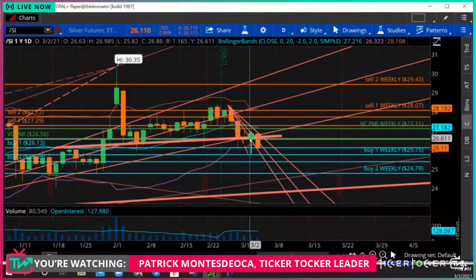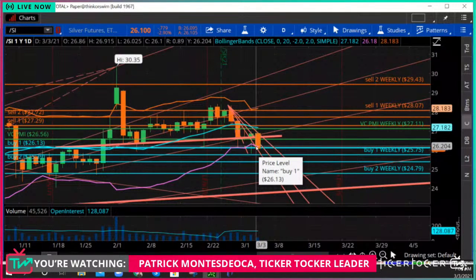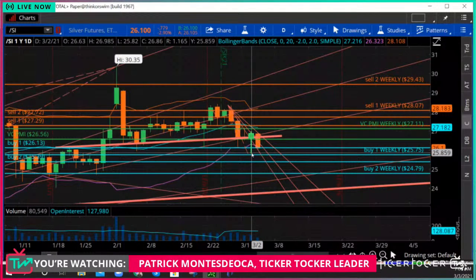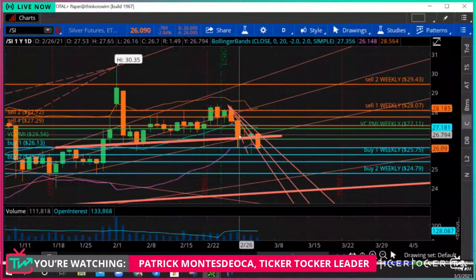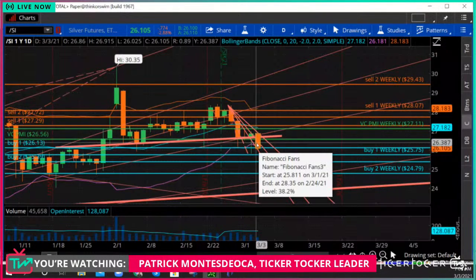Now, what we see today is a test of this level, obviously. The price coming down here yesterday found more buyers than sellers. And the equation of the supply and demand shifted to more buyers than the selling supply that came in, and therefore it reflected in the price reverting back up.